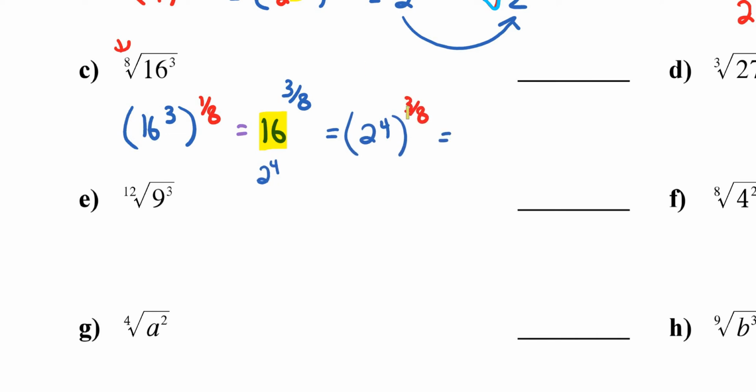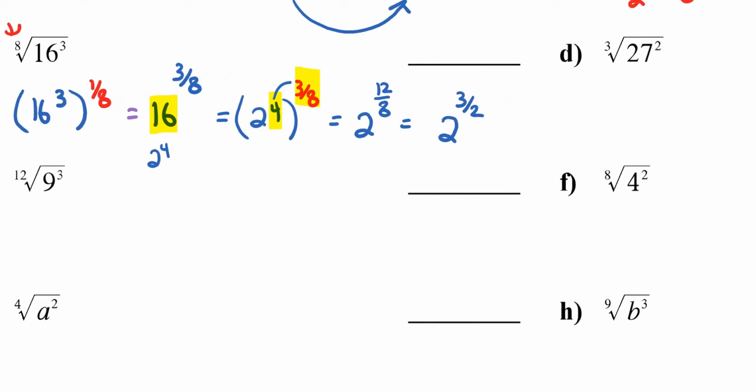When you do that, now you can multiply the 3 over 8 with the 4. So that's the same thing as 2 to the power of, well, 4 times 3 is 12, so 12 over 8. And if you simplify that, you can divide top and bottom by 4, so that's going to be 3 over 2.